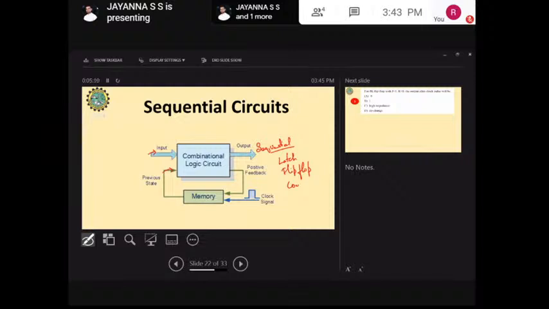Counters. Before counters, we are going to learn about registers. After that, you are going to learn about finite state machines based on the given excitation table. You are going to learn about different conversions. These are the things you are going to learn in sequential circuits.